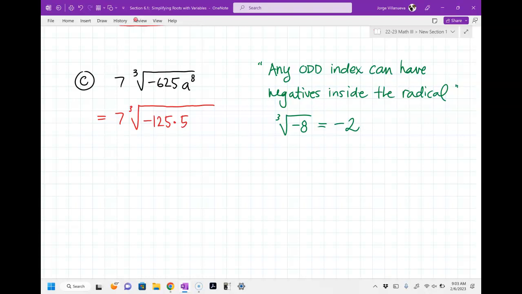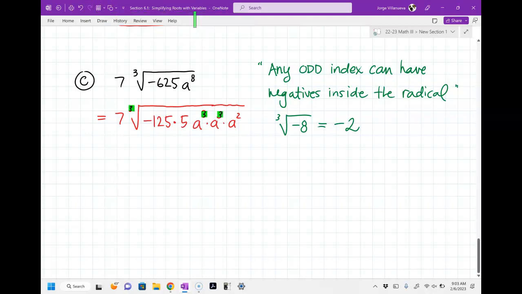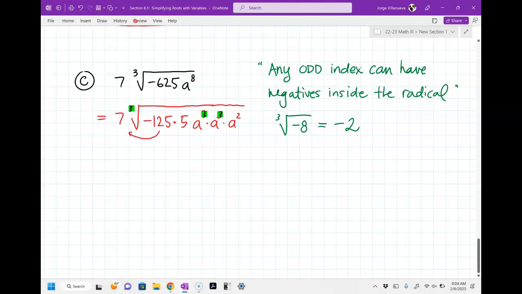Okay? Now I got to break down a to the 8th into what powers? What powers do I want for a to the 8th so that I can take them out? Yeah, 3s. Right? I want 3s. Because they have to match the index. So this is going to be, let's see, a to the 3rd times a to the 3rd, that's 6, times a to the 2nd, that's 8. So let me highlight the index with those powers that are going to come out. So 2 a's are going to come out. The a squared is going to stay, it has no choice. The 5 is going to stay, that has no choice. This negative 125 is definitely going to come out.